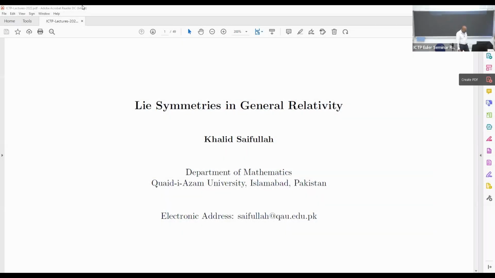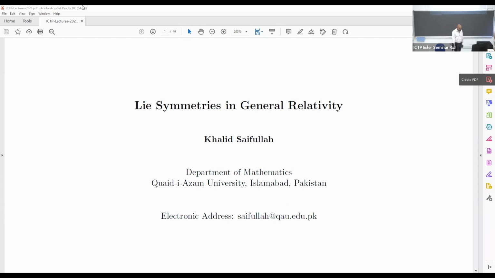So, lectures on Lie symmetries and general relativity. First, we build some background, and from Riemannian geometry, we set our notation. We talked about the Einstein field equation, and yesterday we discussed four basic, fundamental solutions. They're the first solutions you will find in any textbook on general relativity.